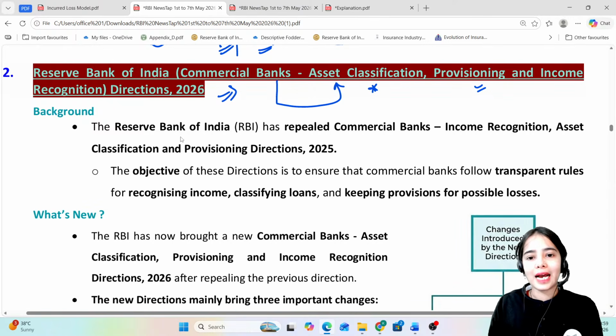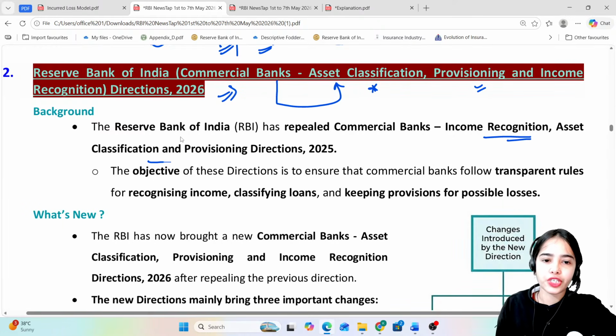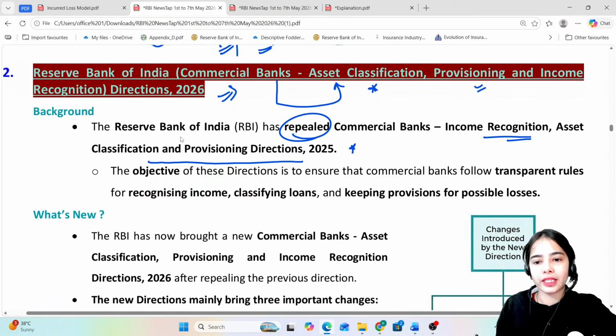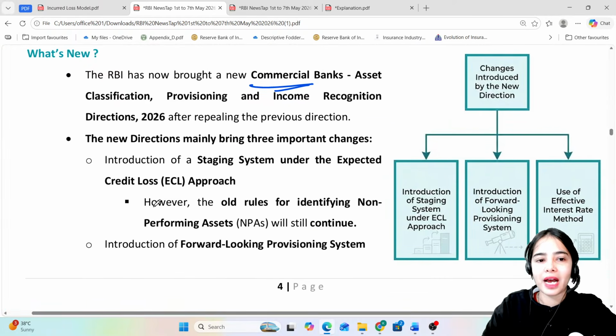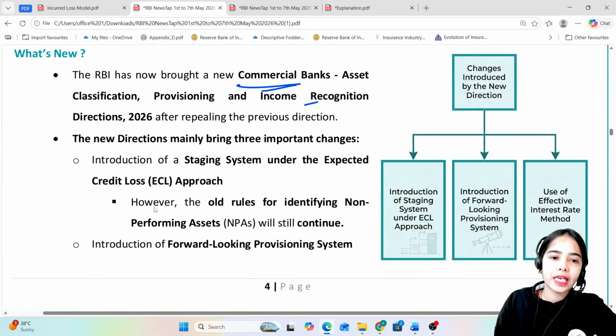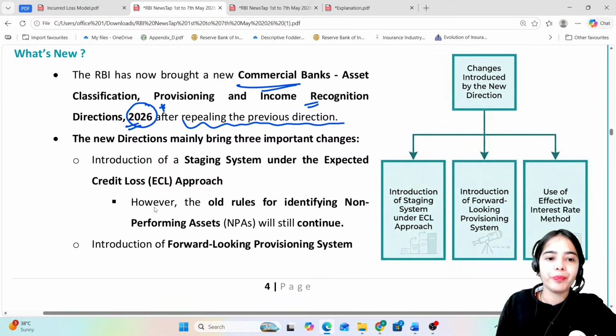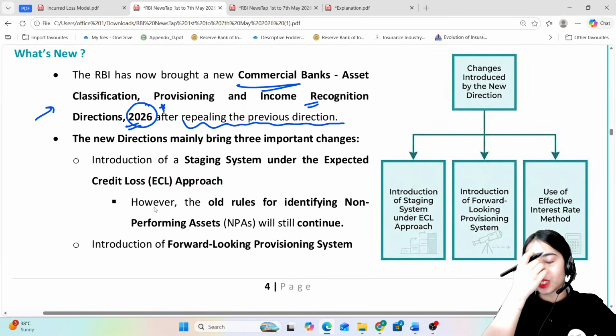The RBI has repealed the Commercial Banks Income Recognition, Asset Classification and Provisioning Directions 2025. So the RBI has repealed the earlier directions and has now brought the new Commercial Bank Asset Classification, Provisioning, Income Recognition Directions 2026. The new directions have been brought after repealing the previous directions. The new directions will be applicable from the next financial year.